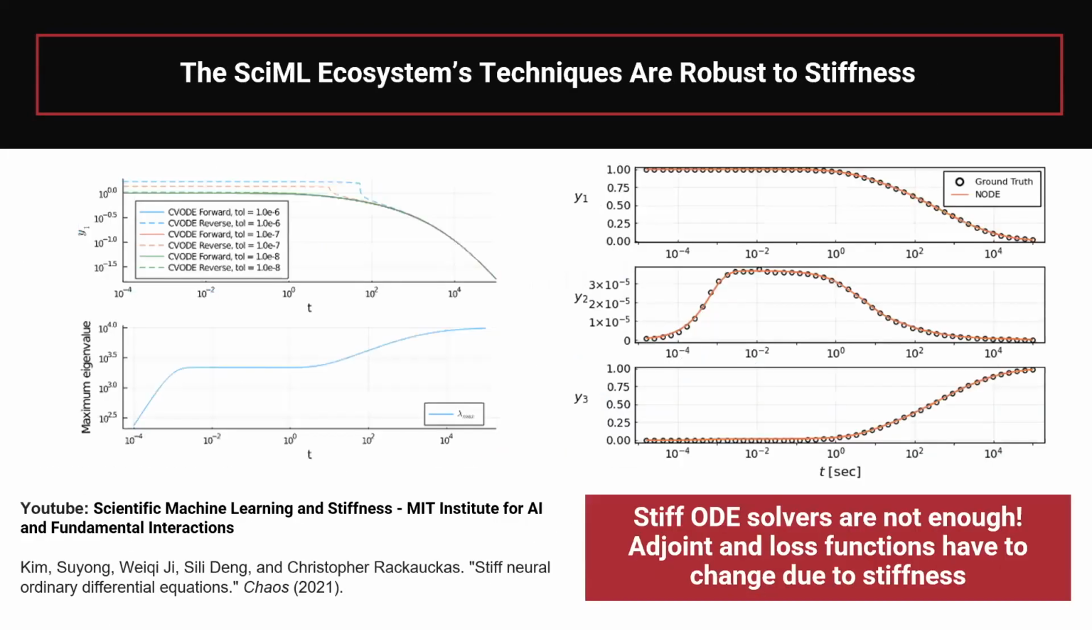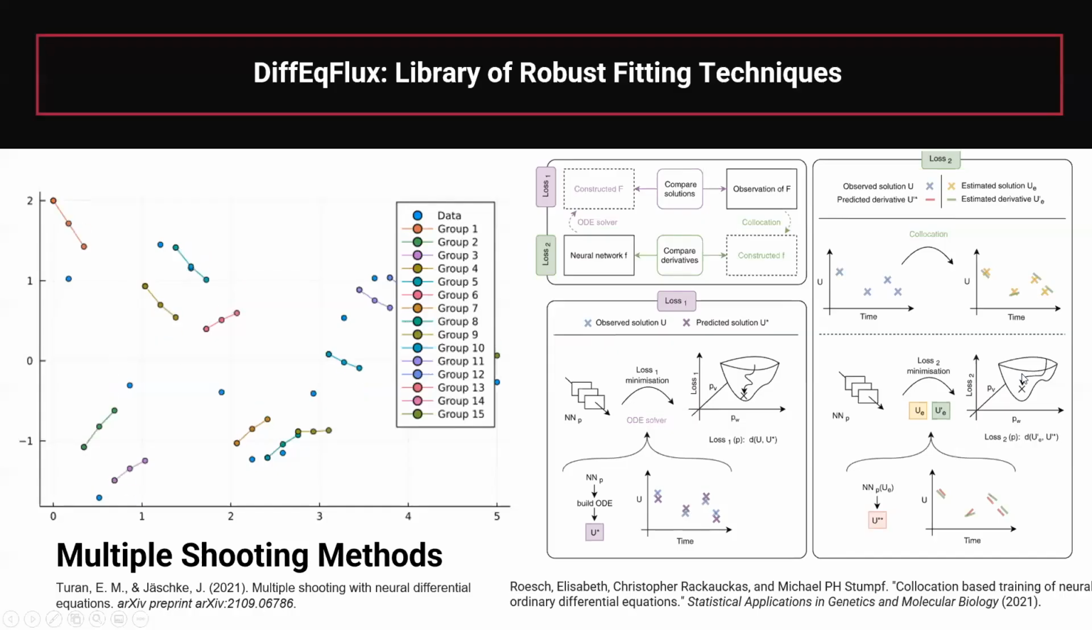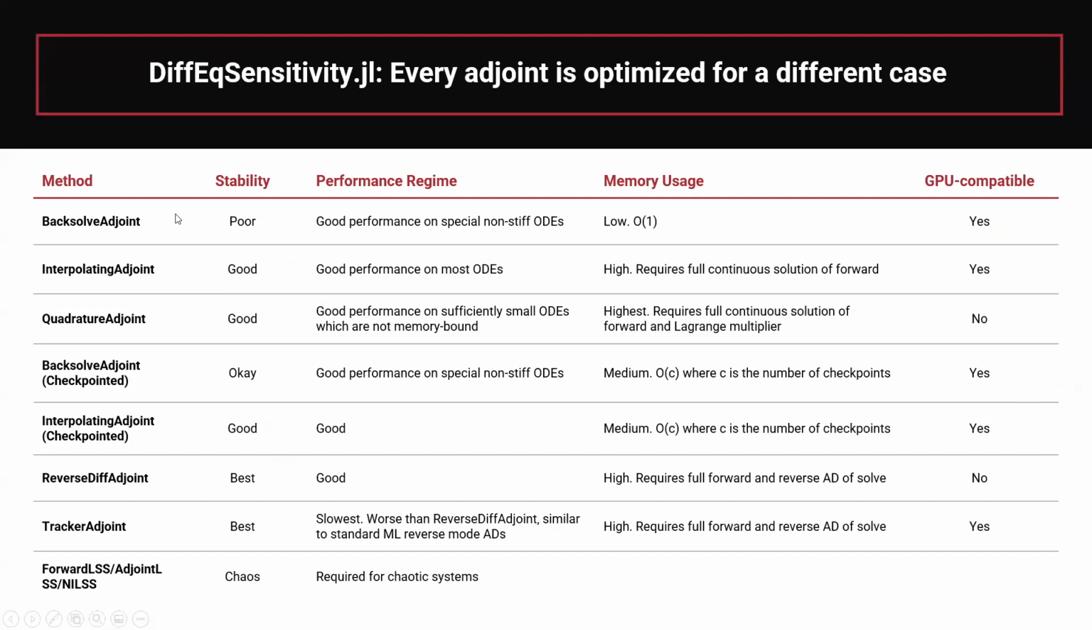And so, I skipped over this little detail, but if you look at this, there's a keyword argument in here, which is sensalg, which lets you choose an adjoint approach. When it does this code generation process for how to calculate the derivative, it will generate different codes depending on the types that you've put in here. And so why do you need these different types? Well, it's because each of the different adjoint approaches makes different trade-offs, right?